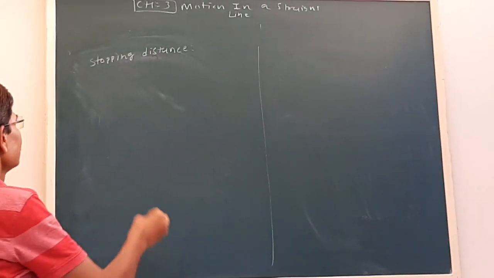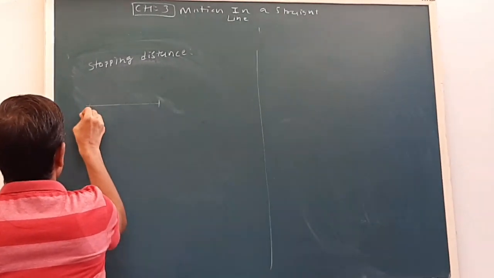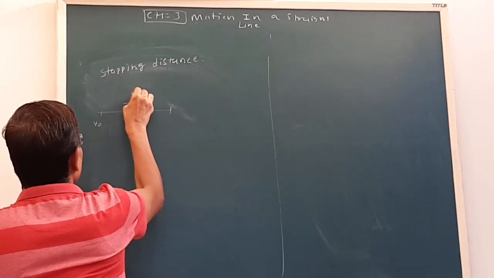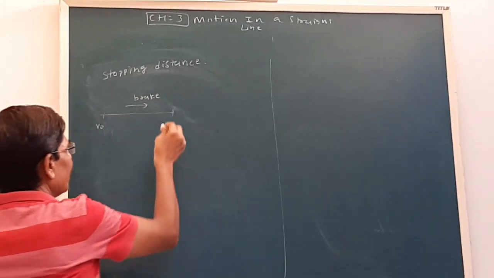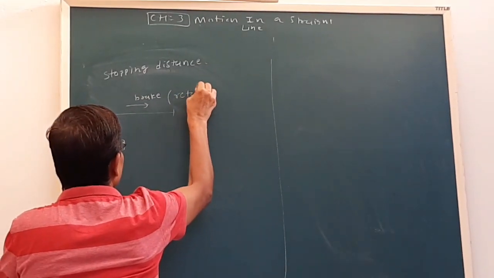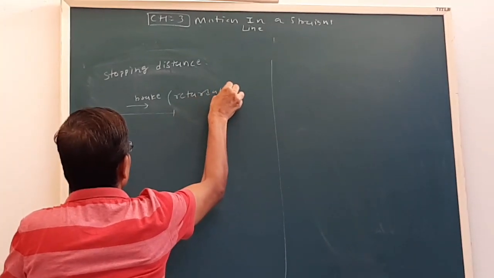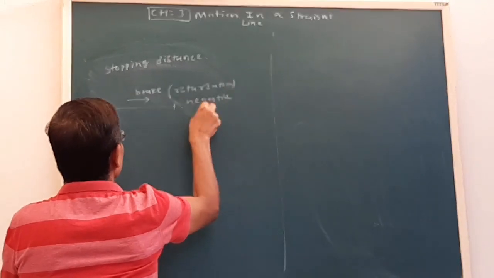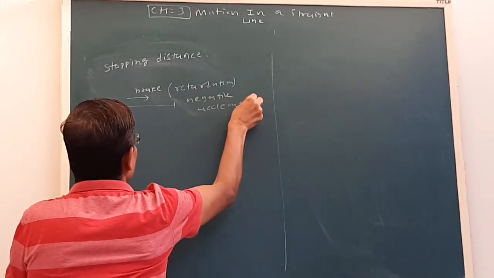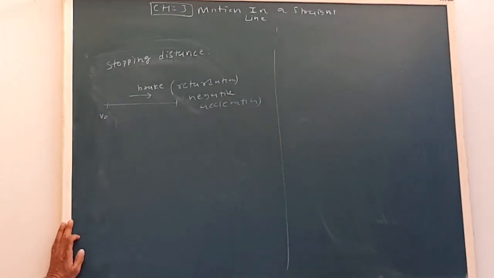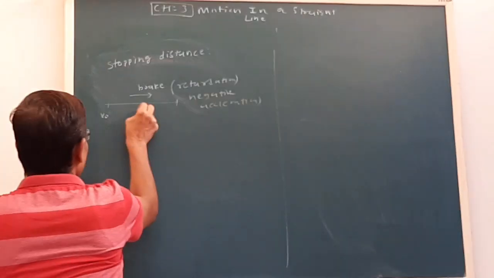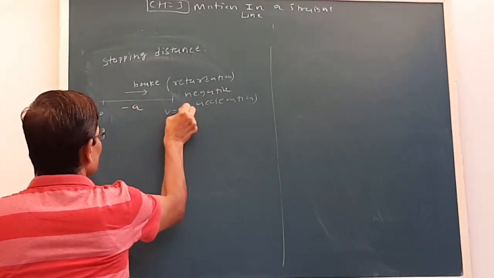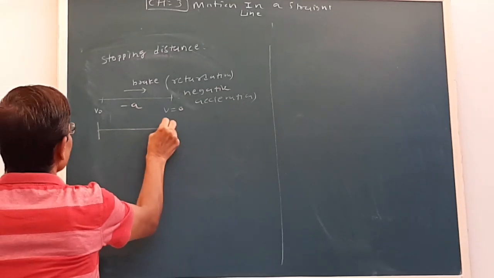Now let us say a vehicle is moving with a speed, let us say v0. Now see, by applying the brake, we are applying retardation. Acceleration is denoted as a, retardation will be denoted as minus a. So what is the meaning of this? The velocity of the vehicle will decrease. So finally it comes to halt or stop. Let us say the distance covered is d.